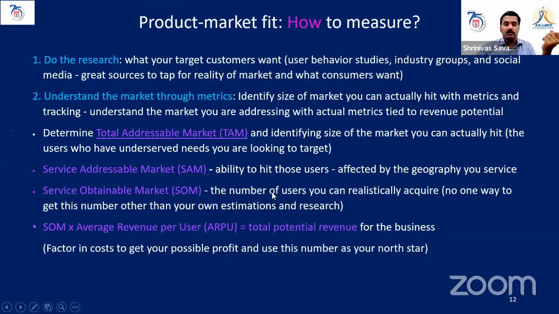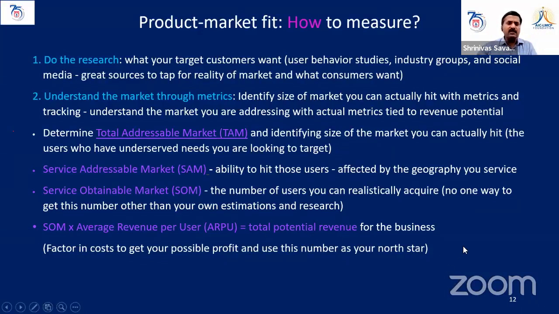These are the number of users you can realistically acquire. So it's not a hypothetical number. This is like, now what is the product, what tools you have to reach the customer, and how many customers you can acquire. And when you talk about the potential revenue, this SOM is multiplied by average revenue per user, so the unit cost. Whatever product, service, or process you have built, the cost of that particular solution multiplied by the serviceable obtainable market becomes your total potential revenue for that particular company or business.